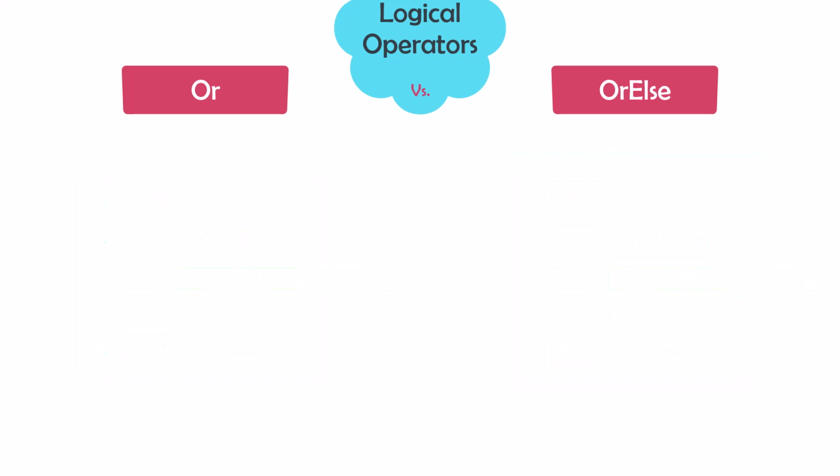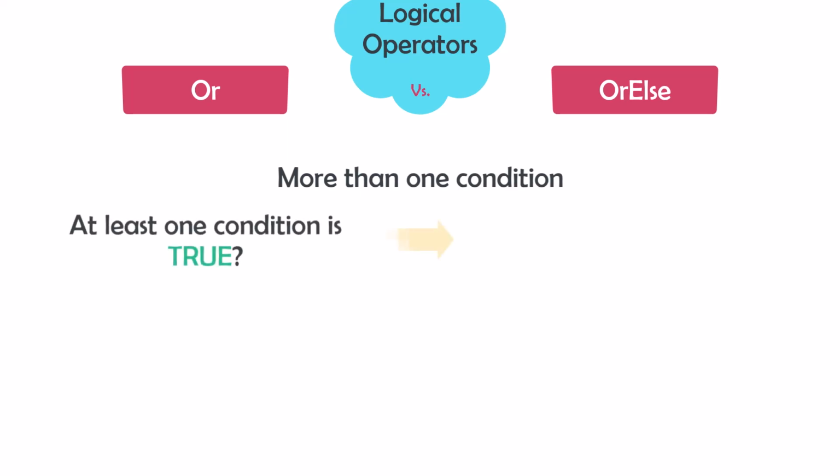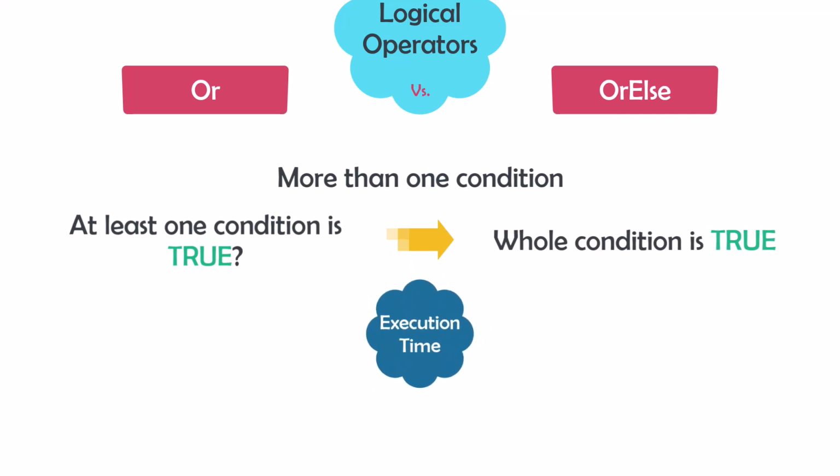Let's summarize both operators. If we have more than one condition, we can use one of these two operators. If at least one condition is true, the whole condition is true. Difference between both is the execution time. If we have OrElse operator, we check the conditions one by one. Once we get a true condition, the next conditions will not be performed. But if we have Or operator, each condition will be checked. At the end the total result will be checked, if at least one condition is true. That's all about these two operators.